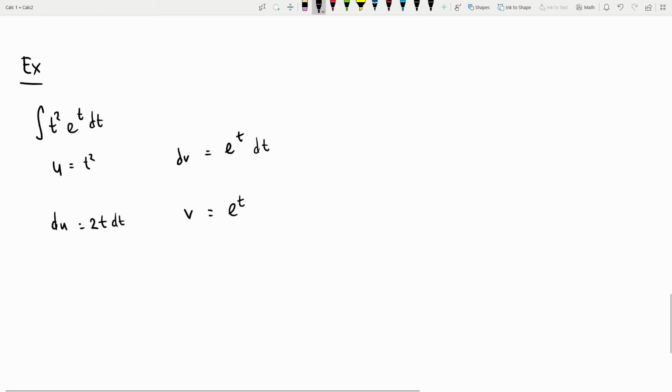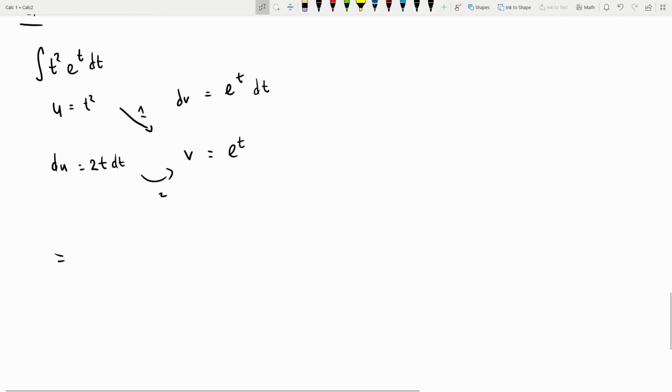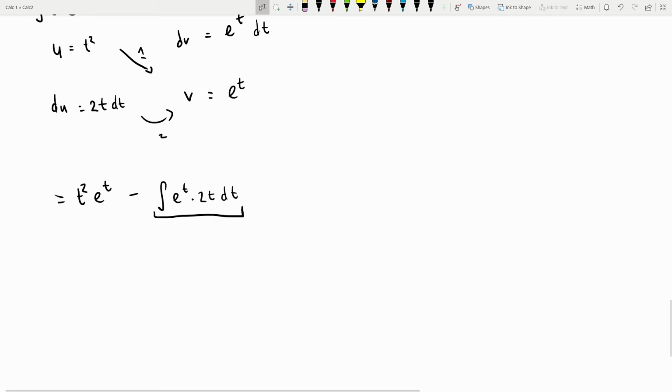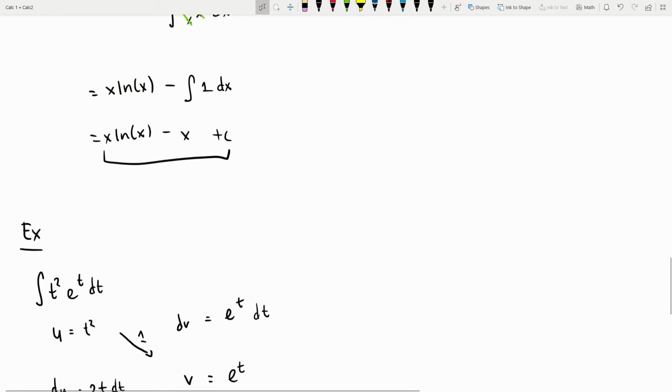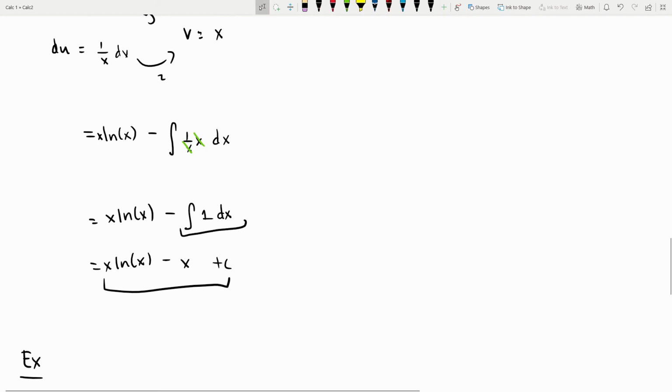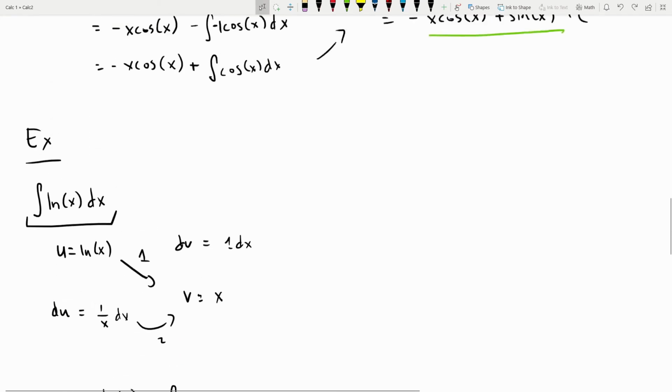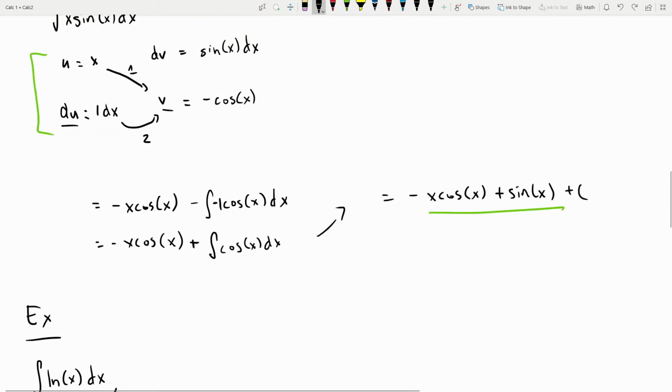So we've set up our 4 little variables, and now all that's left is to apply step 1 and then step number 2. First we slap together u and v, so we get t squared e to the t minus the integral of du times v. v is e to the t, and du is 2t dt. Before, the integral we were getting was very simple. In the first example it was just the integral of 1, and in the second example, we got the integral of cos x, which was also very simple and we knew how to solve it.